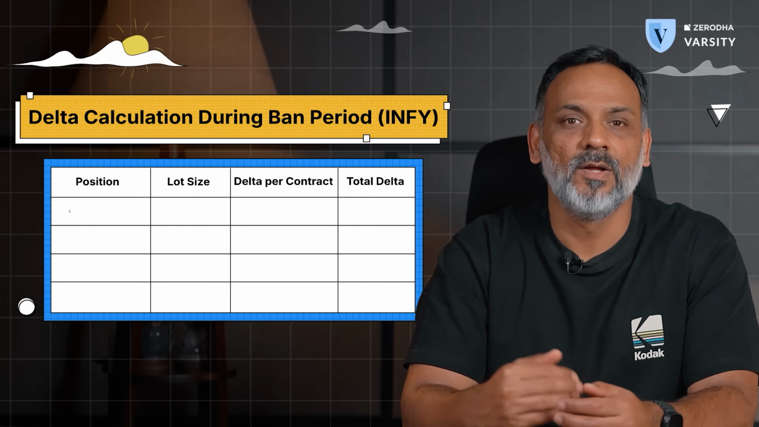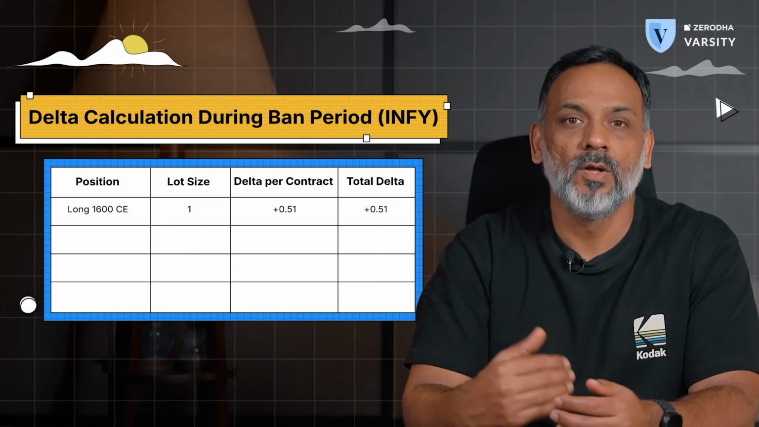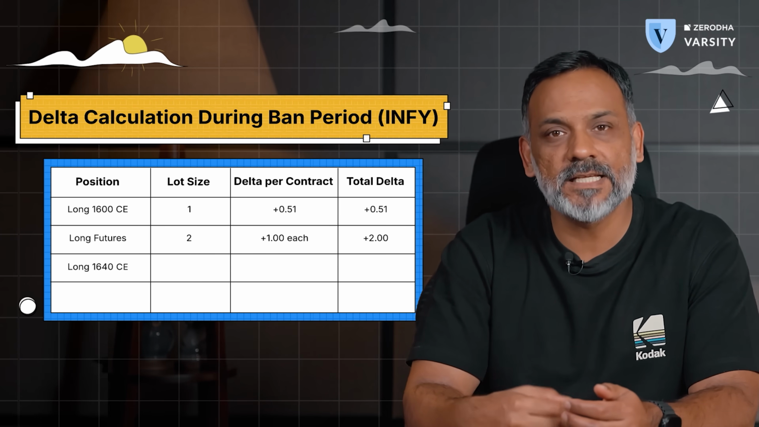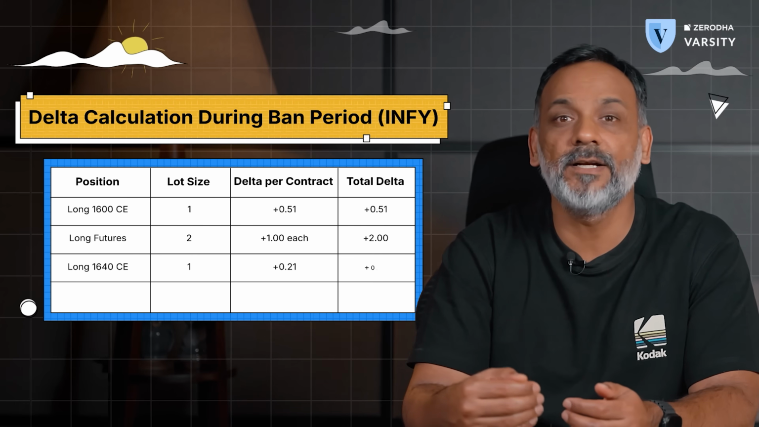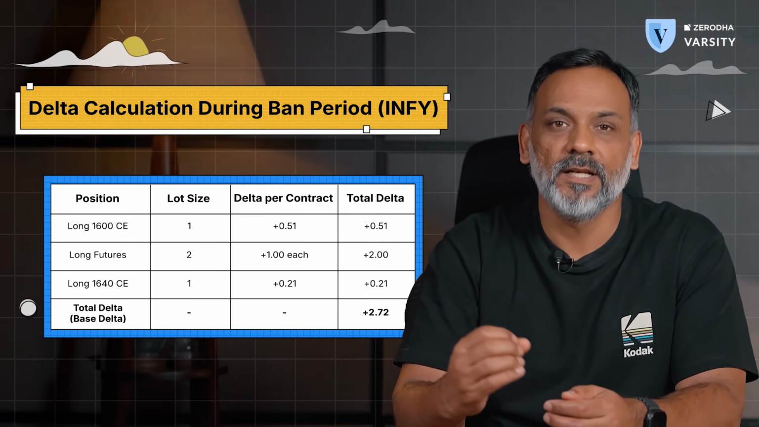Let me stick to the Infosys example to explain this. Assume Infosys gets into a ban period while trading at 1594 per share. Assume I have the following positions at the time Infosys moves into the ban period. Long 1600 call option, delta being 0.51. Long 2 futures, delta of 2. Long 1640 call option, delta of 0.21. Total delta here is 2.72. Now 2.72 is my base delta.